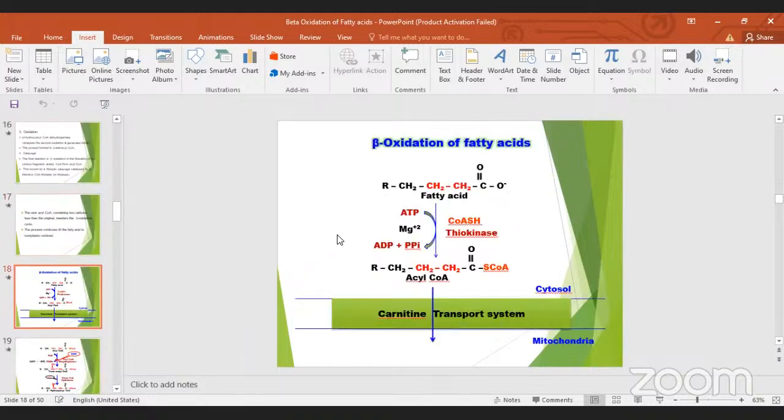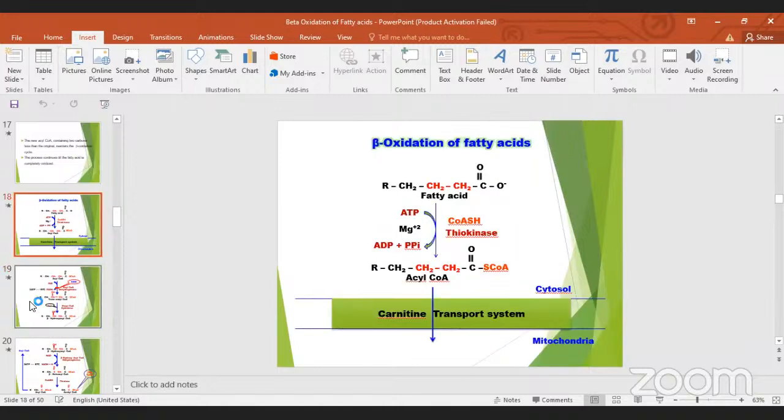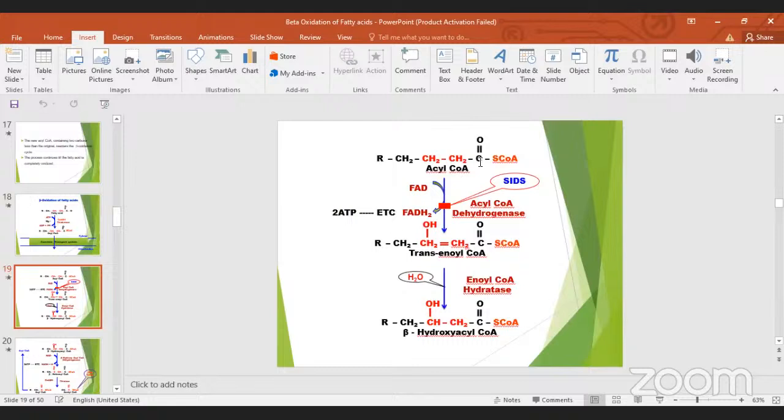See, this is the carnitine shuttle to transfer fatty acid, utilizing some amount of ATP and the enzyme thiokinase to form the acyl CoA. These are formed in the cytosol of the cell. This acyl CoA in the cytosol now enters into the mitochondria. See, this is the mitochondria. Now in the inner mitochondria, the acyl CoA moves in.